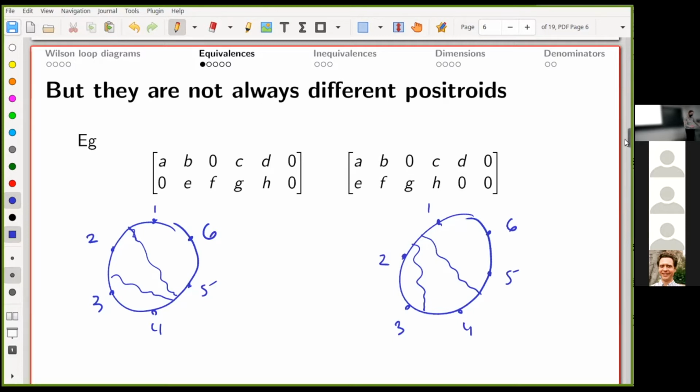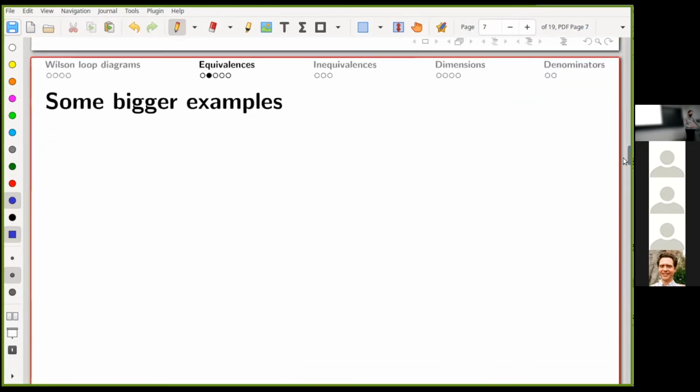Okay, well, why is that? Let me draw a couple more examples to give you a bit more of an intuition of why this is true. So here's another pair that give the same positroid.